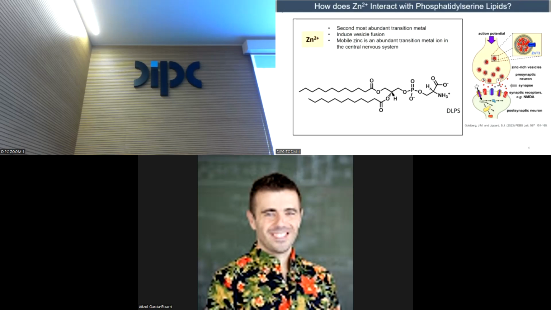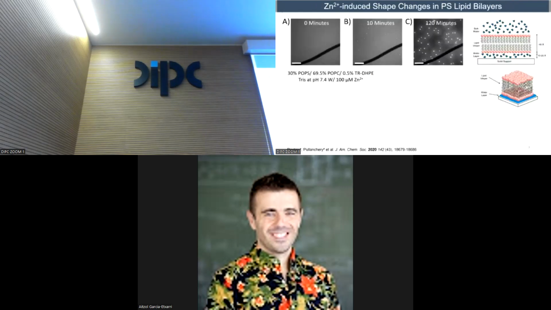So because of these reasons, we wanted to look at how zinc interacts with this negatively charged lipid called phosphatidylserine, or PS. And to do that, first we wanted to look at lipid membranes. So we used fluorescence microscopy. Here you can see that we form a supported lipid bilayer. This is a lipid bilayer on a glass substrate. And we add a small percent of fluorophore-labeled lipid so that you can visualize these lipid membranes.